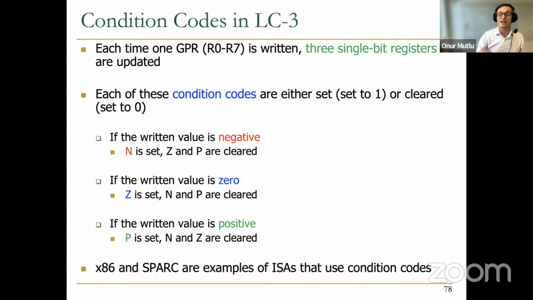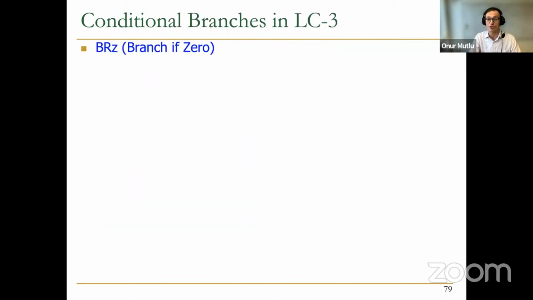Okay? And they're real ISAs. x86 is an example. SPARC is another example. These are examples of ISAs that use condition codes. And there are good reasons for using condition codes. We're not going to cover them. That's another trade-off in the ISA. Since we don't have time, I don't want to go into that trade-off right now. But assume that this is how it works right now.